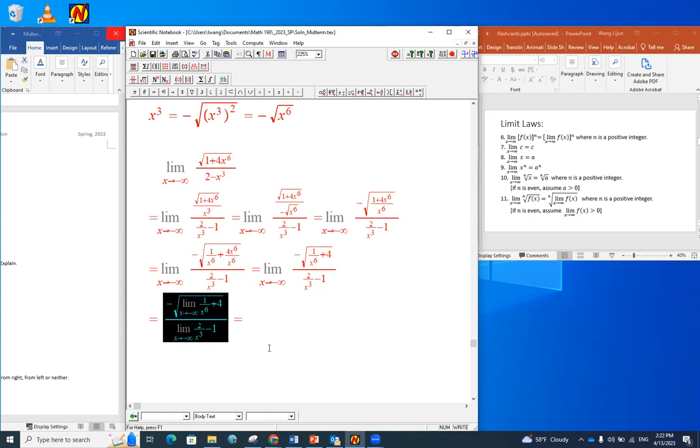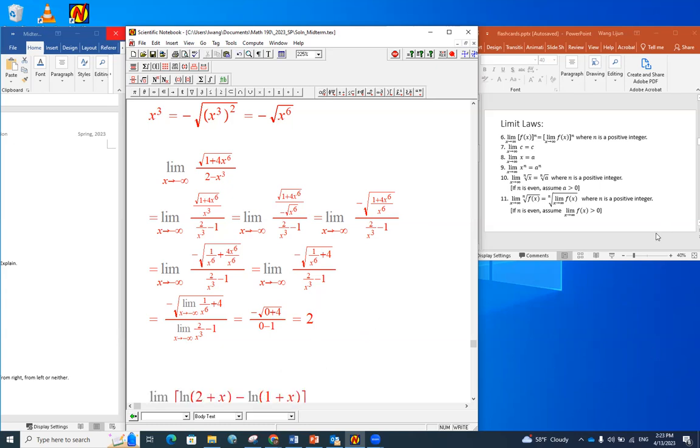So by this time, what do we get? This piece of limit is 0, and that piece of limit is 0. So we're going to get square root of 4 on the top with a negative sign on top and bottom. So the limit is 2, positive 2.